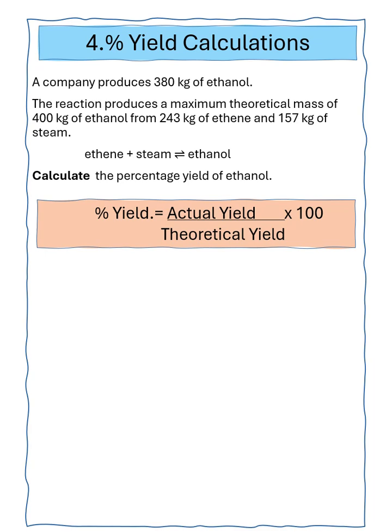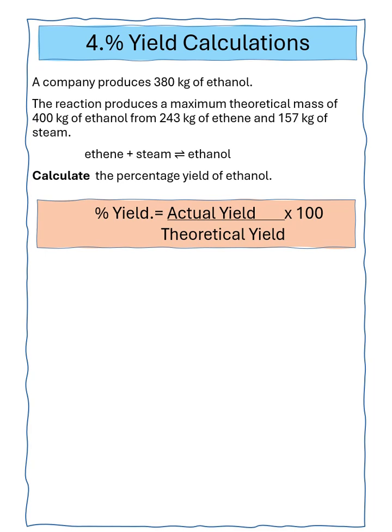Question 4 says a company produces 380 kilograms of ethanol. The reaction produces a maximum theoretical mass of 400 kilograms of ethanol from 243 kilograms of ethane and 157 kilograms of steam. Calculate the percentage yield of ethanol.